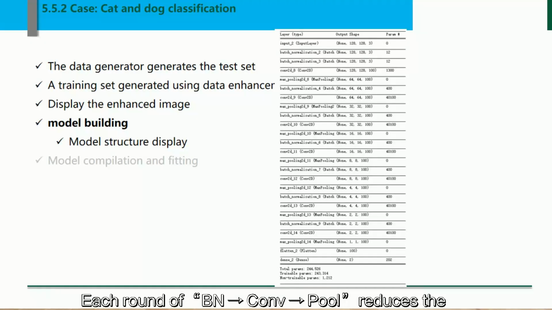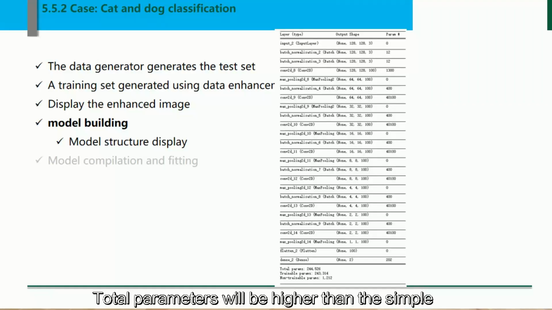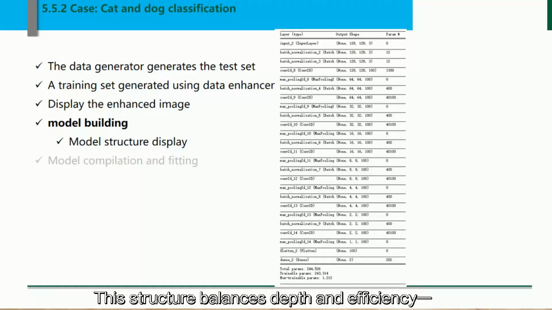Each round of BN, conv, pool reduces the feature map size, for example, 128, 64, 32, until the final pooling output, while keeping the channel count at 100. The flatten layer converts the final pooled feature map into a 1D vector, which feeds into the fully connected output layer. Total parameters will be higher than the simple logistic regression model, but the deep structure and augmentation will let it capture more complex features of cats and dogs. This structure balances depth and efficiency, perfect for our classification task.